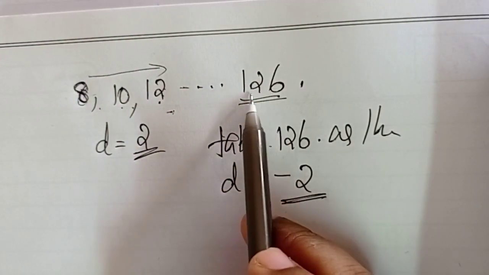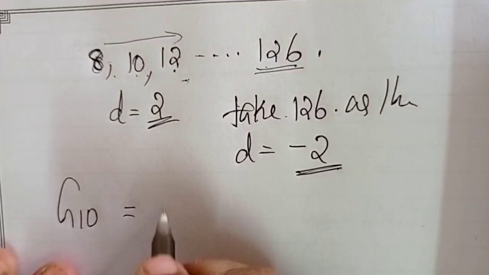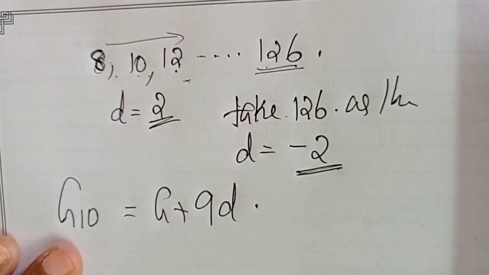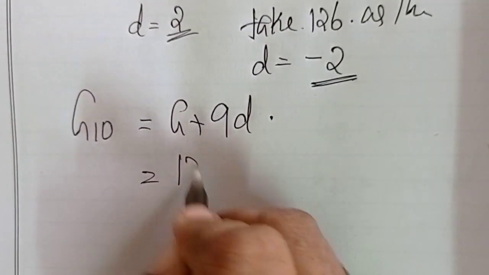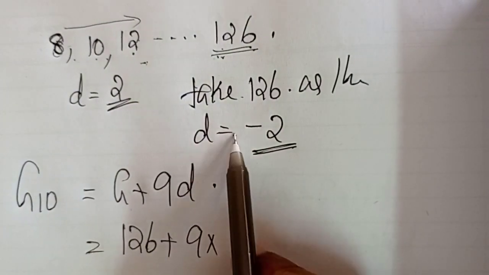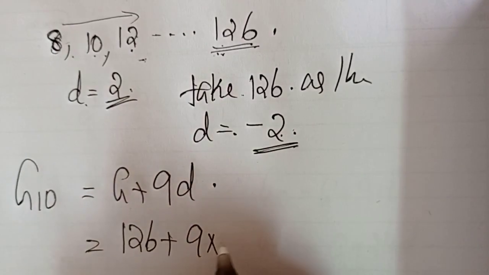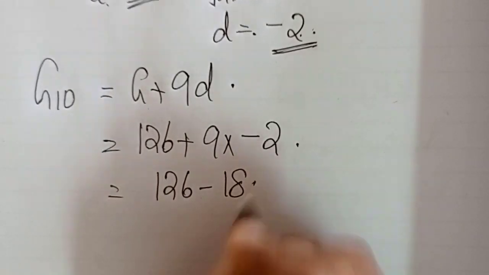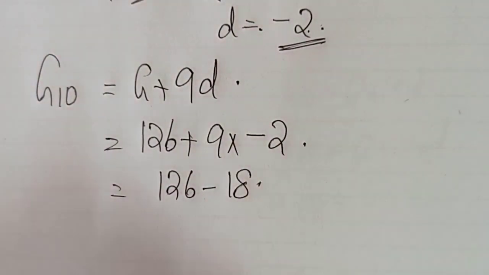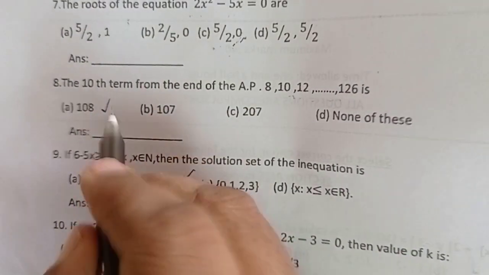Therefore, here our aim is to find which term? The 10th term from the end. Actually, the formula is a plus 9d. Here a is from the end. Listen, from the end means 126 plus 9 into d, where d changes to minus 2. First d is 2, but from the end means change the sign of the common difference. What is 126 minus 18? Can you say the answer? What is 126 minus 18? Is it 108? The first option A is correct.